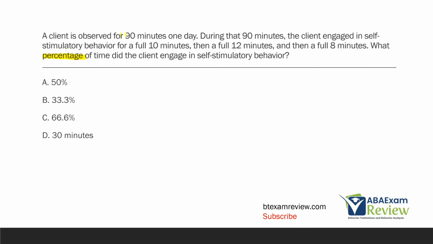Our total here is 90 minutes. We're looking for the percentage of time the client engaged in self-stimulatory behavior. And so we know they engaged for 10 minutes first, then 12 minutes, so we have 22 minutes, and then 8 minutes. So we have 30 minutes of self-stimulatory behavior in a 90-minute day. So we need to divide 30 by 90, get that number, and then multiply by 100. That's going to give you 33.3%.